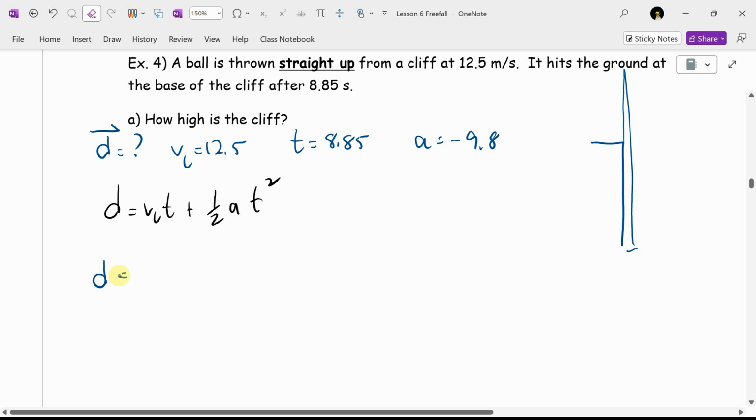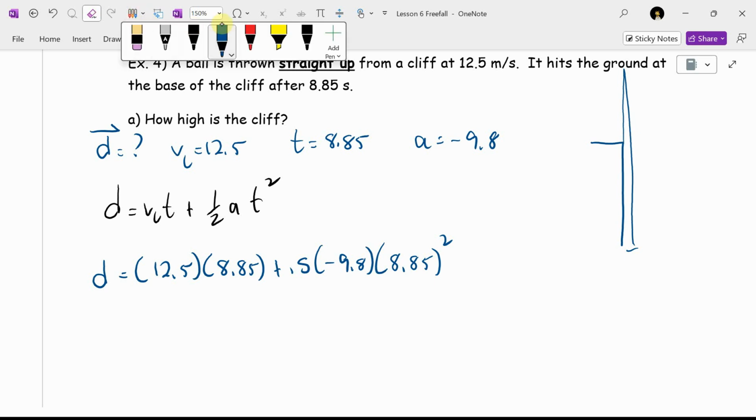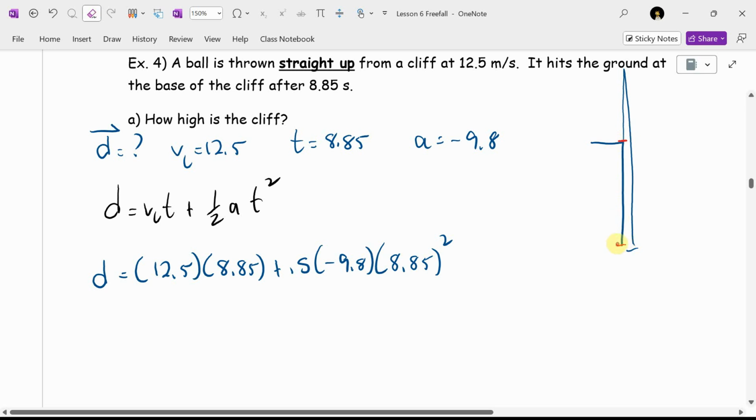So plug and chug. It's going to be 12.5 times 8.85 plus 0.5 times negative 9.8 times 8.85 squared. And the nice thing is, remember, this equation is finding a displacement. It's finding the change in position, from here to here. This equation takes into account the fact that you went upwards for a while and then came back downwards for a while. It handles all of that for me. I don't need to break this up into chunks. I can go straight into one calculation.